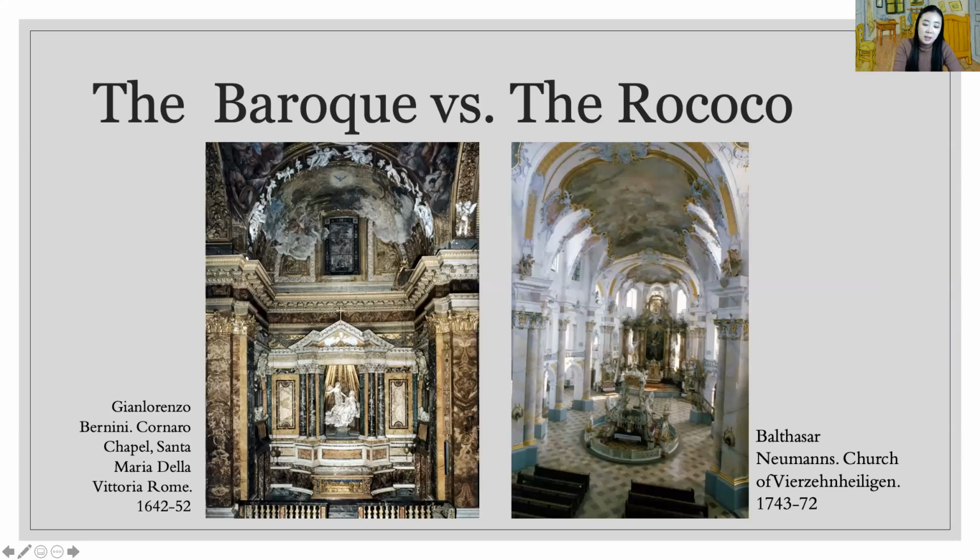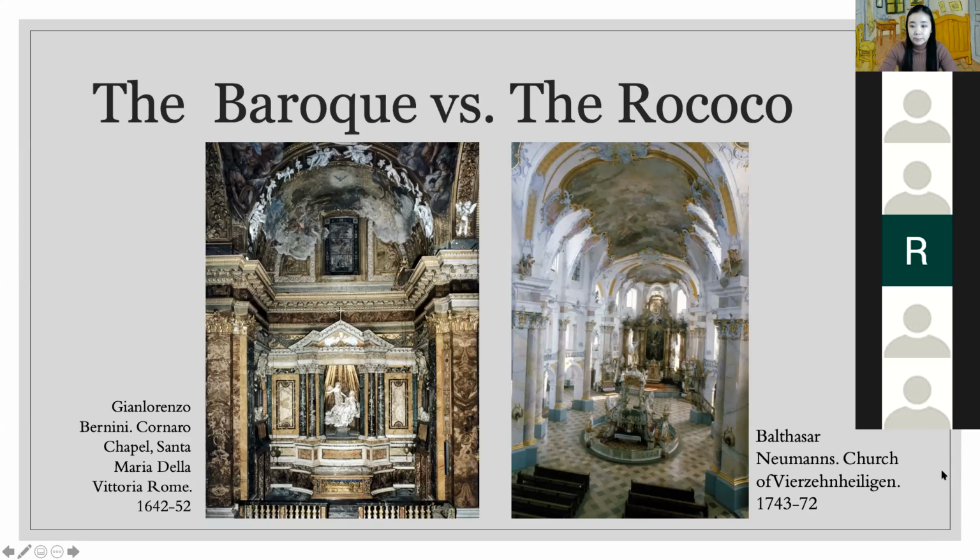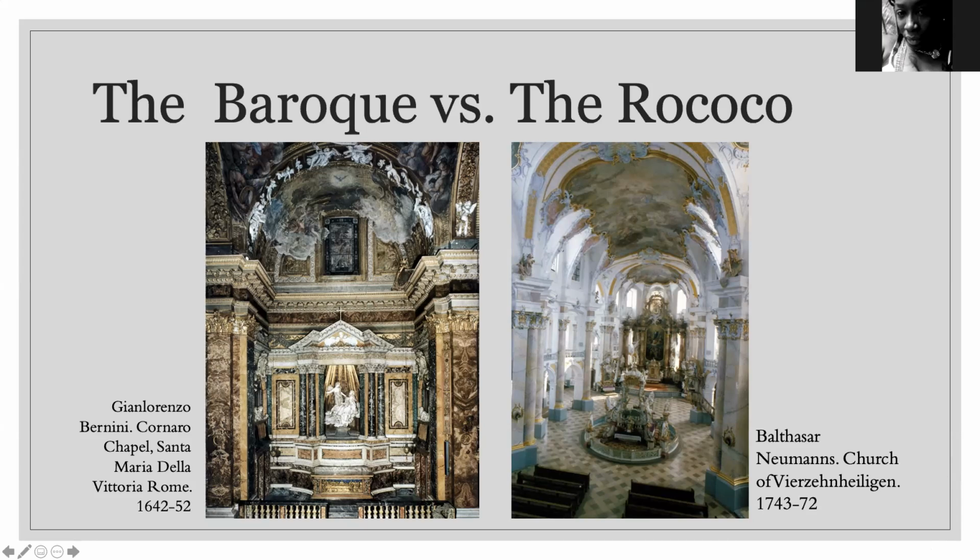So the left one is Baroque style architecture and the right one is Rococo style architecture. These are all complicated, but somehow we can find the differences. What's the difference between these two styles? One is perspective. One, the hallway is further back and the other one is closer.